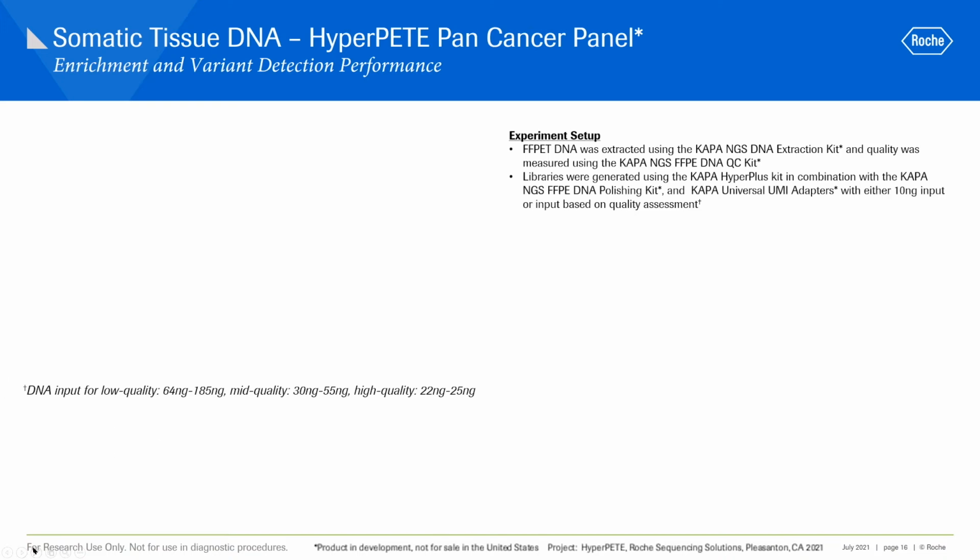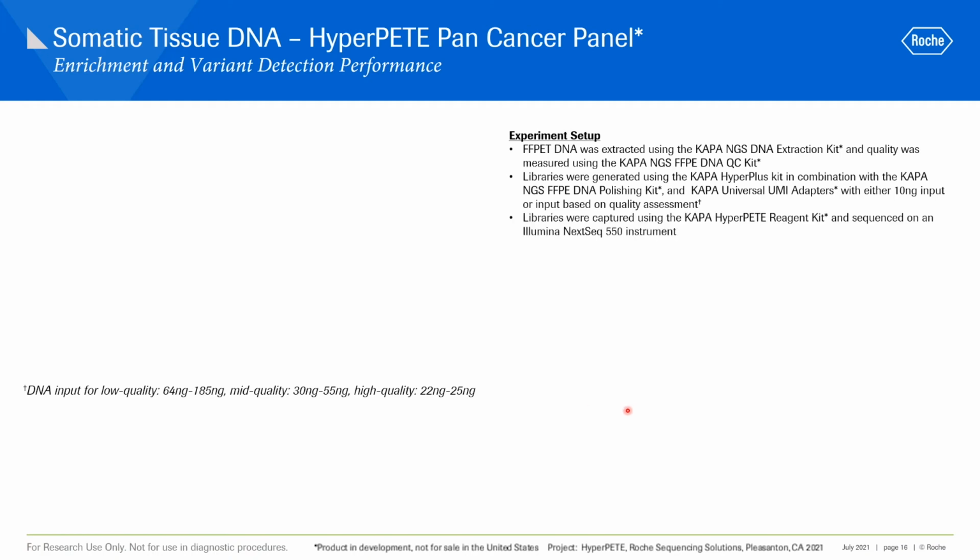Let me just turn on my laser pointer. The DNA input amounts range from 64 to 185 nanograms for low quality DNA, 30 to 55 nanograms for mid-quality DNA, and 22 to 25 nanograms for high-quality FFPET DNA.